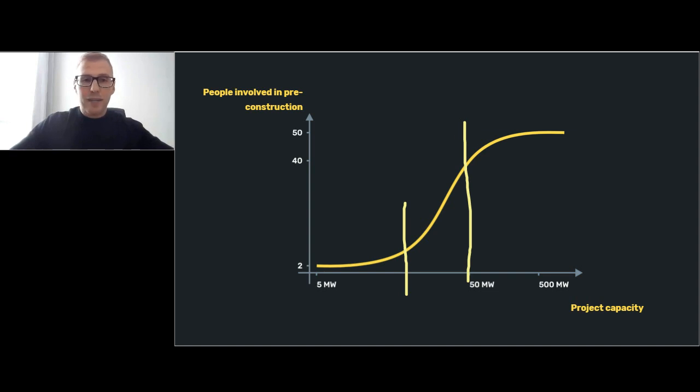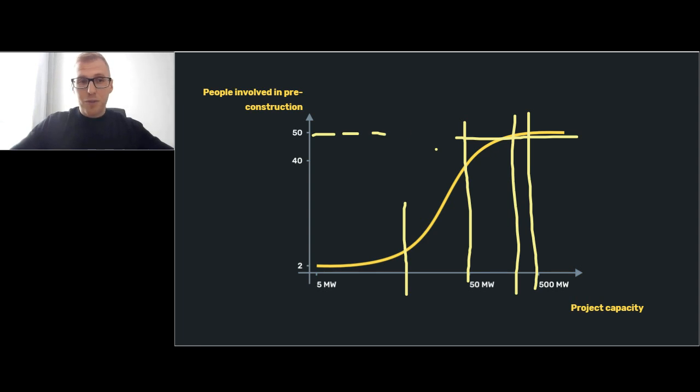And so basically the amount of people who will be involved in designing, let's say, 330 megawatts and 470 megawatts will be approximately the same. Again, in accordance with our research, it will be around 50 people. Again, it's just design and pre-construction.